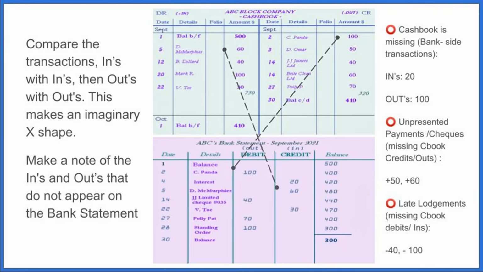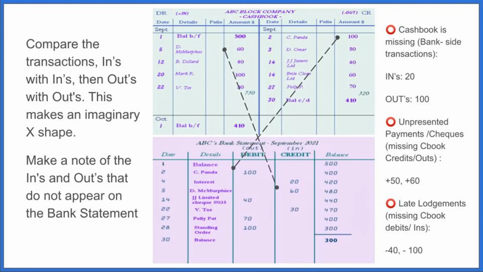Alright, we continue comparing now. We see 40 in our cash book and 40 in the bank statement, so that's good to go. We make a little check mark there. 60, and we don't see 60, so we write that down. Another unpresented payment that we're going to need to add up. Alright, we continue. We see 70, we see 70, and that brings us to the end of our cash book.